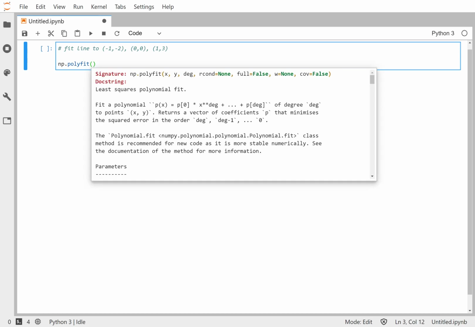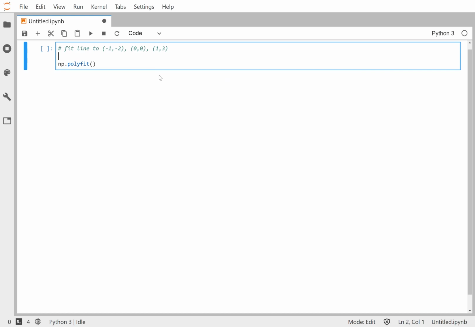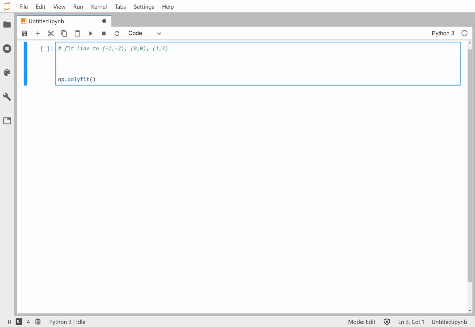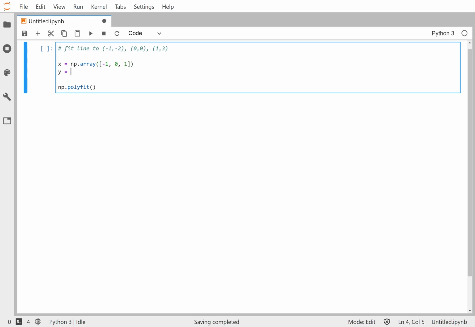So if we look at the documentation here, it's a least squares polynomial fit. And what we need to give to it is x values, y values, and the degree of the polynomial. We don't really need to worry about the other arguments here. So let's try it out. I need to create an array for the x values and an array for the y values. So my x values were -1, 0, and 1. And my y values were -2, 0, and 3.